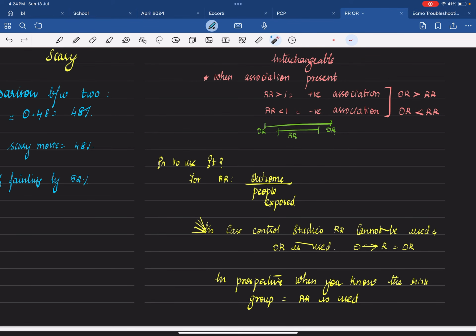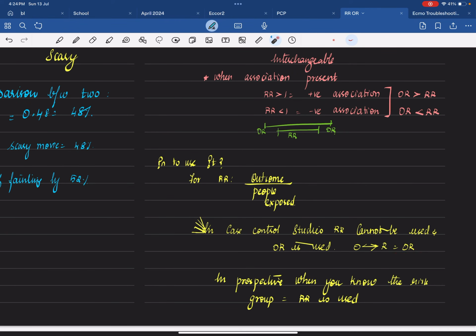For example, in a case control study, the outcome has already happened. You don't know what they have been exposed to. You are trying to trace back in time, trying to find association between different exposures. So in this case, relative risk cannot be used, odds ratio can be used. A simple mnemonic is OR, outcome. You are trying to find which risk caused this outcome. So this is odds ratio.